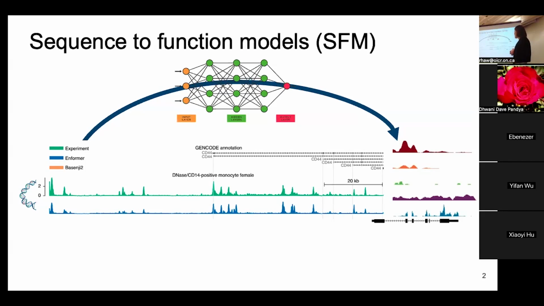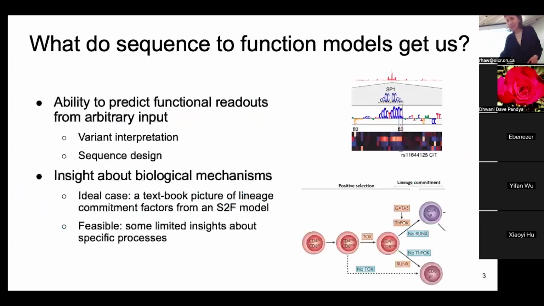So this is a picture from Enformer, and I think the top is the experiment, and the bottom is a prediction on some genomic sequence that the model has never seen. So they're highly similar. So we have these models, and we can approximate what the cell is doing, how it's interpreting its genome. So what are these models actually good for?